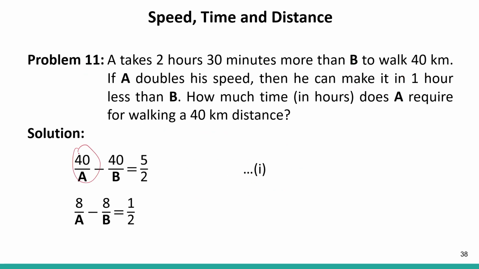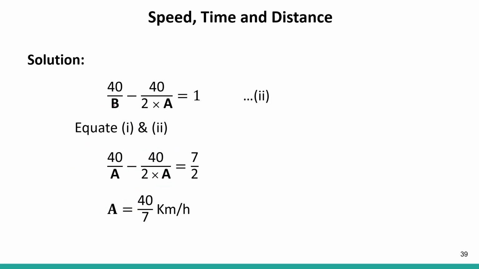So 40 by A minus 40 by B is equal to 5 by 2. And 40 by B minus 40 by 2A is equal to 1. So 40 by A minus 40 by 2A is equal to 7 by 2. So A is equal to 40 by 7 kilometer per hour.